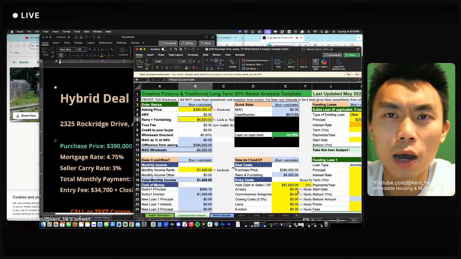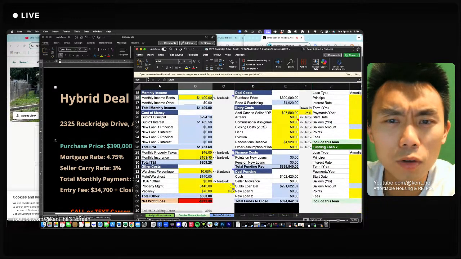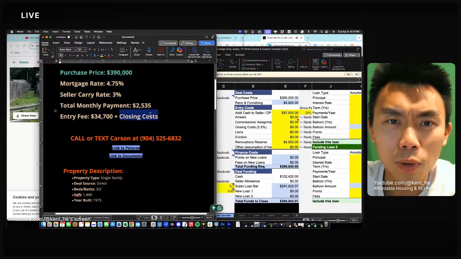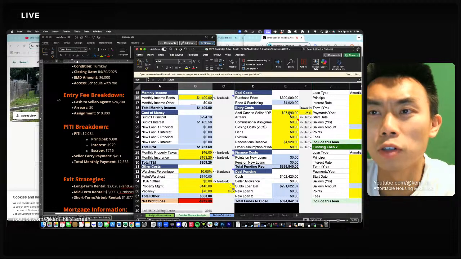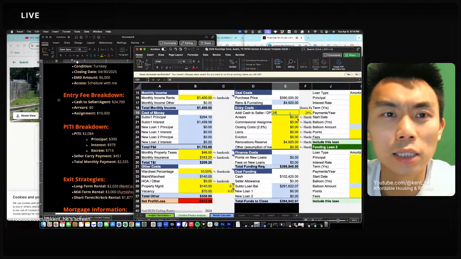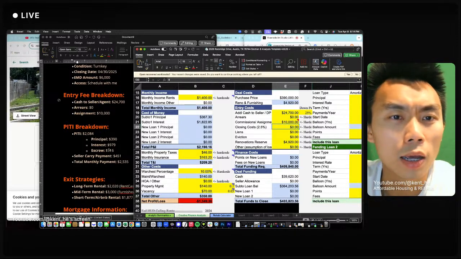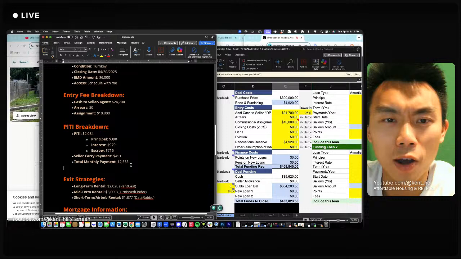Okay. Now in my rehab, give me 1 second. Let me go through and plug in some of these details. So entry fee is 34,700 plus closing costs. So our cash to seller is 24,700. I'm gonna plug that right into E19. Our assignment fee is $10,000. That's gonna go into E21. My total PITI breakdown is $2,084. So my total monthly payment is 2,535.